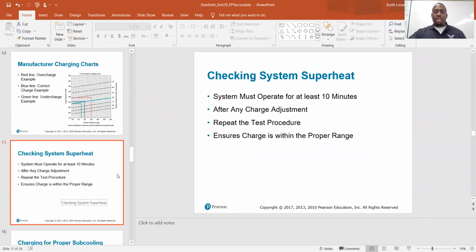Checking system superheat. System must operate for at least 10 minutes. After any charge adjustment, repeat the test procedure, ensures charge is within the proper range. So basically, if you check the superheat and it's incorrect, then you need to make an adjustment. But before you check it, when you turn the system on, you want to give it at least 10 minutes to run. Some say 15, some say 20, but 10 is acceptable.